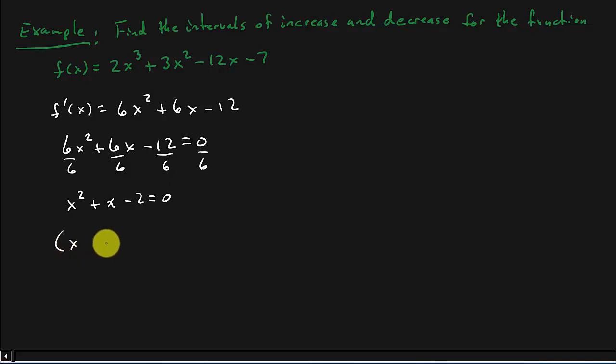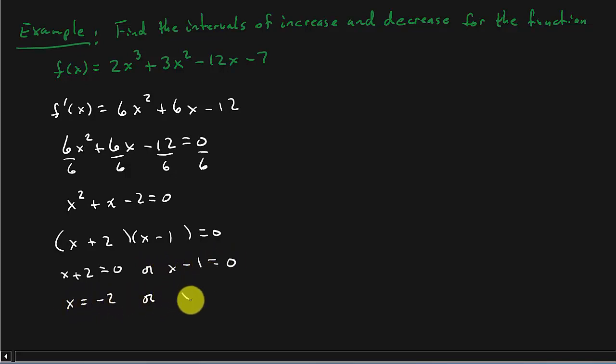And then this factors into x plus 2 and x minus 1. So I get x plus 2 equals 0 or x minus 1 equals 0. So x equals negative 2 or x equals 1. And yes, in this class, you're supposed to know how to factor already.